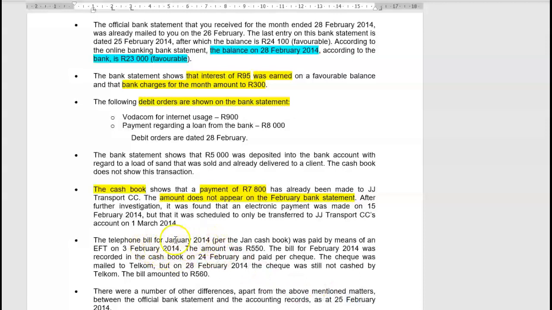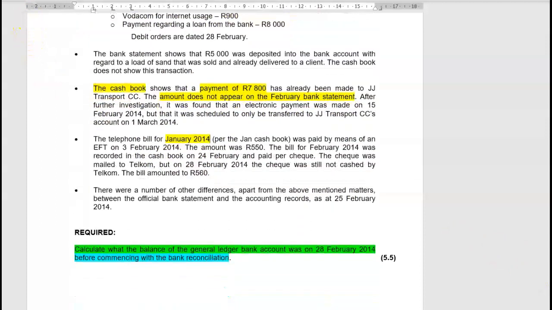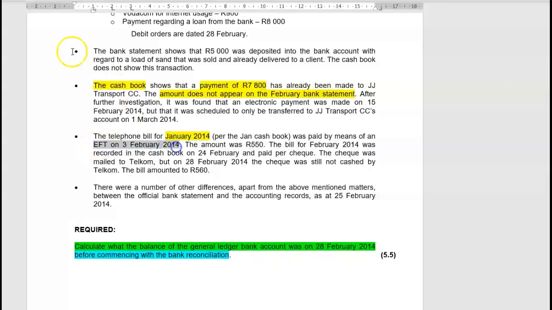The telephone bill for January 2014, as per the January cash book, so it's already in the January cash book, was paid by means of an EFT. Guys, when does the EFT go through your bank account? On the date that you've done the EFT. So it went through the bank account on the 3rd of Feb. Was there any outstanding amounts then, reconciling amounts? No. I've passed it in my cash book in January. It went through the bank account in early February, but both sides it went through, so it has no impact on neither balance of the bank statement or the cash book, or differences in balance between the cash book balance and the bank statement balance. That amount was 550 Rand, which is just coincidental.